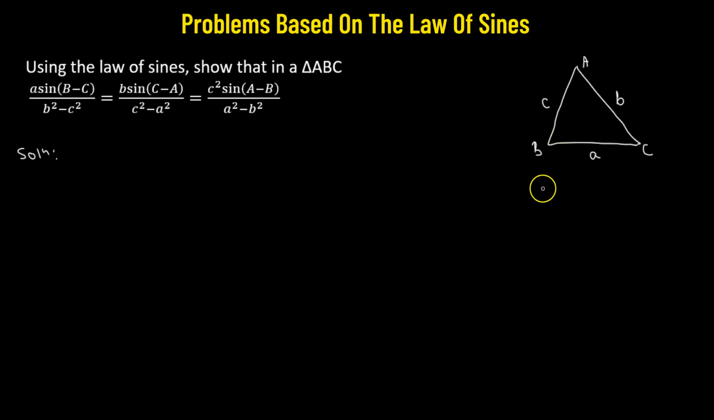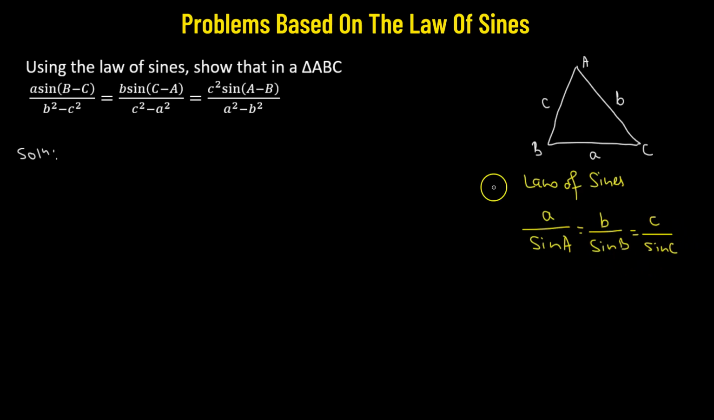So here, let's write down the law of sines. The law of sines states that if we take the ratio of the side a to the sine of the angle opposite to it, so that's sine A, this ratio will be equal to the ratio of side b to the sine of the angle opposite to it, so that's sine B, and this will also be equal to the ratio of side c to the sine of the angle opposite to it, so that's sine C. This is defined as the law of sines.